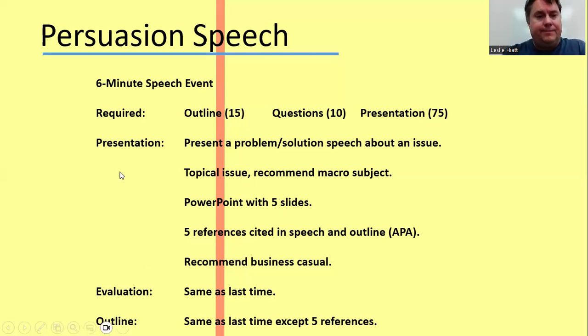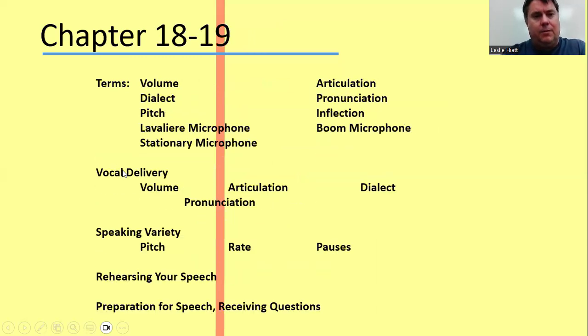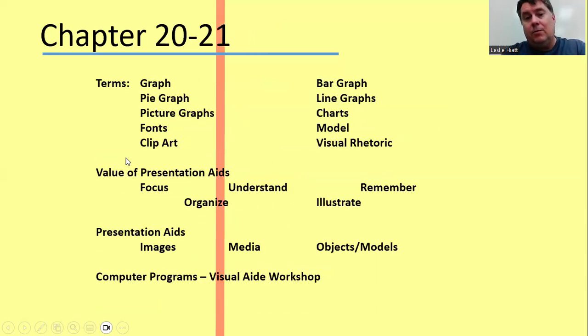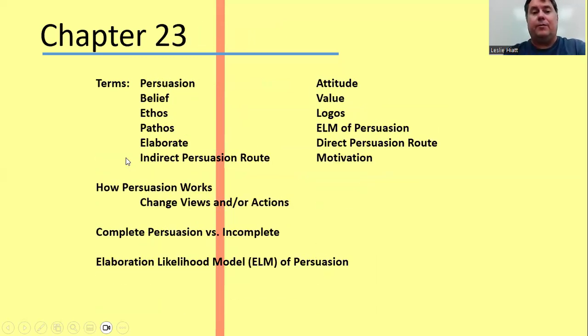Okay, let's move on. We're going to go back to this one right here. We first started with it because I wanted you to know the word persuasion. And again, persuasion, just to sum it up real quickly, is anytime you change someone's mind or change their behavior. That's when you persuade someone.